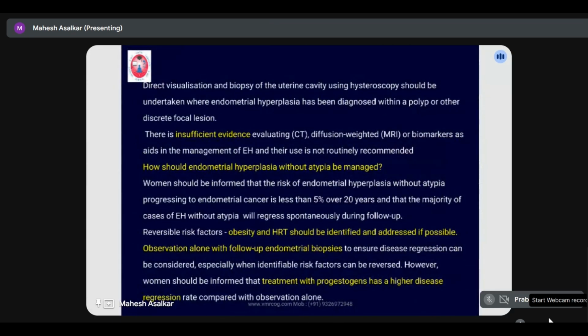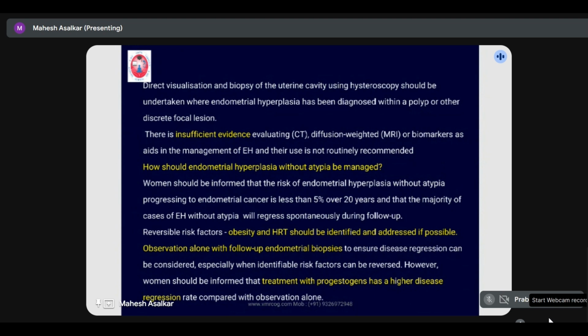Then direct visualization and biopsy of the uterine cavity using hysteroscopy should be undertaken where endometrial hyperplasia has been diagnosed within a polyp or discrete focal lesion. So for some reason the polyp is sampled, and in that polyp you find endometrial hyperplasia. In that particular case you have to go back and perform hysteroscopy to find the endometrial hyperplasia status.